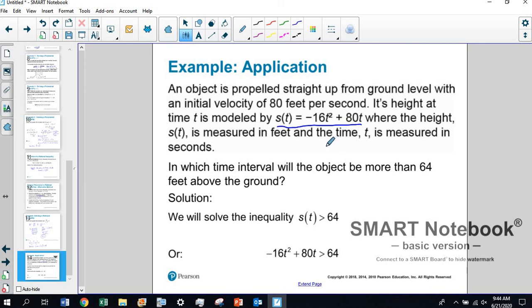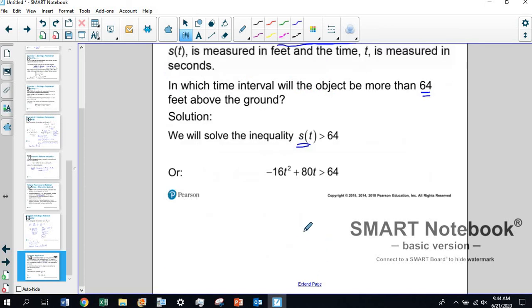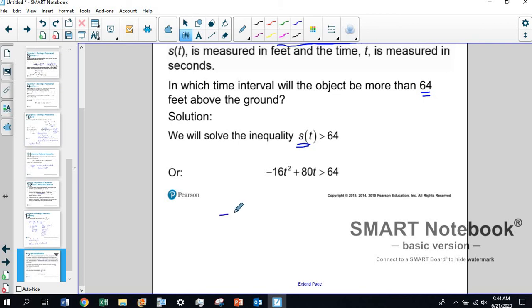All right, so we want to know how long, what interval of time is the object higher than 64 feet above the ground? Well, that means I want S, the height, greater than 64, or this inequality, -16t squared plus 80t is greater than 64. Okay, that's what I want. So, how do I solve that? Well, I can solve it either way. I can compare it to 0.